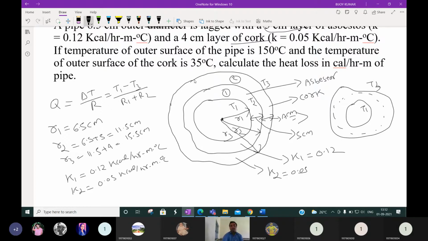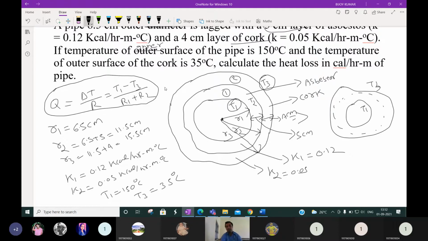The inner side temperature, the inner side surface of the pipe, is 150 degrees centigrade. It means that T1 is given 150 degrees centigrade. And T3 is 35 degrees centigrade. So what you have to write? Calculate the heat loss. Heat loss means Q you have to find out. So for calculation of Q, what are the things required?